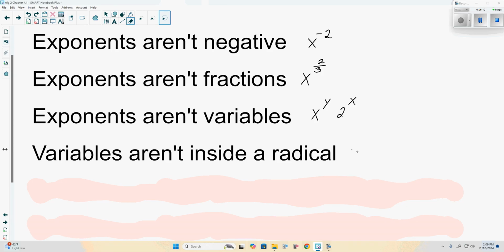Variables aren't inside of radicals. It doesn't matter what kind of radical we have. We can't take the cube root of x or the square root of x. The variable cannot be inside the radical. It can be multiplied by the square root of 2, but the variable itself cannot be inside the radical, because those are our radical functions.